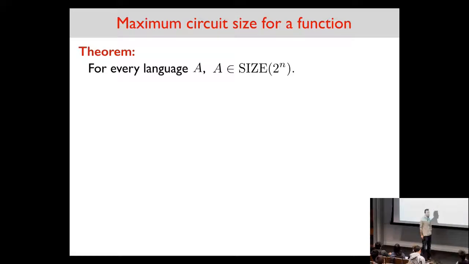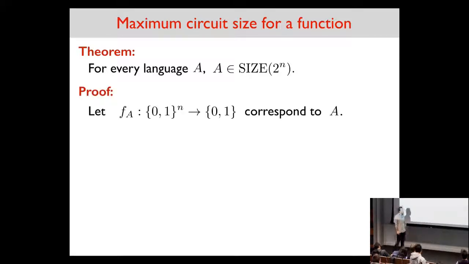Okay, and here's the theorem. Every language A is in size 2 to the n. So using exponentially many gates, you can compute any function, decide any language. Okay, so let me quickly go over the proof of this.